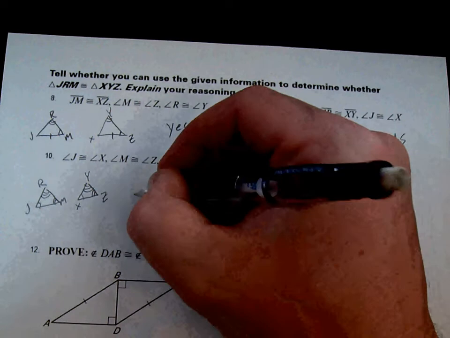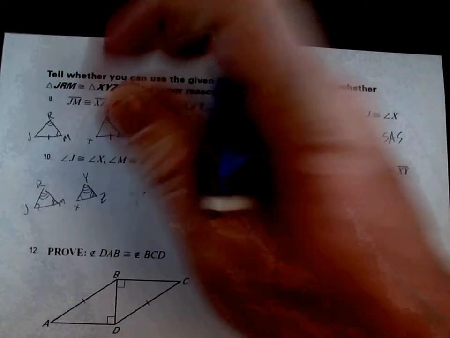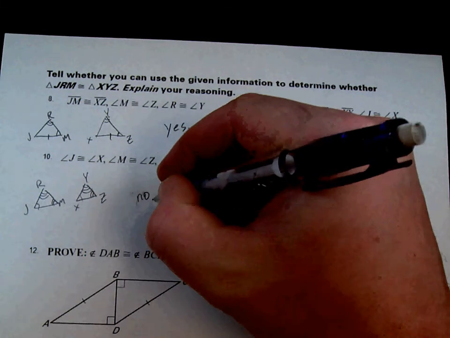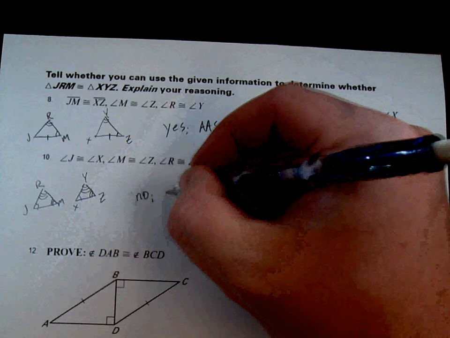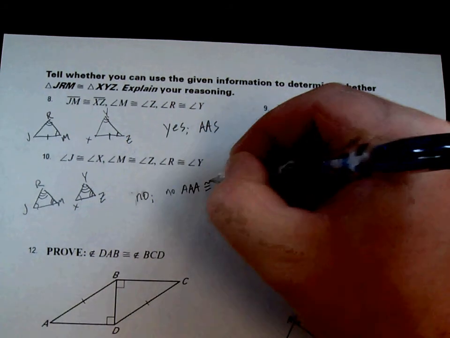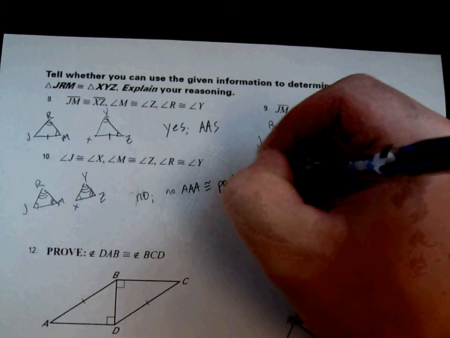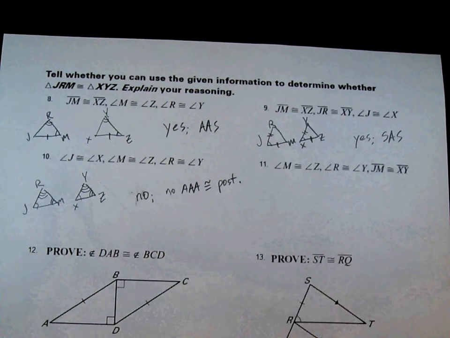This one's going to have to be a no. Oops, I don't know why I started writing it. No. For an explanation, you could say there is no AAA congruence postulate. You could say something like that. Or you could say that we have to have at least one side of one pair of congruent sides, and we don't have that.